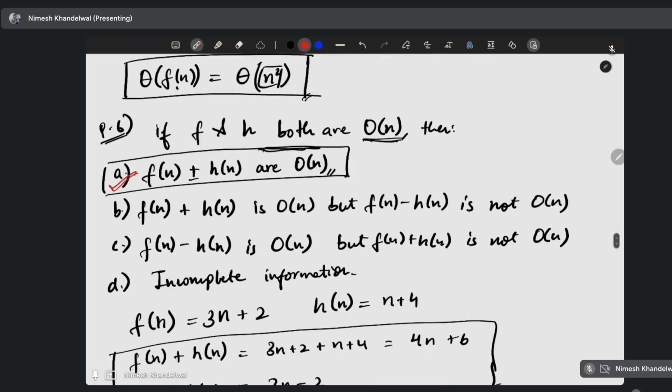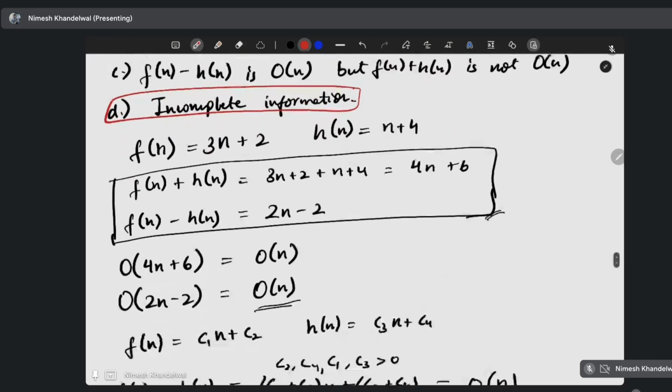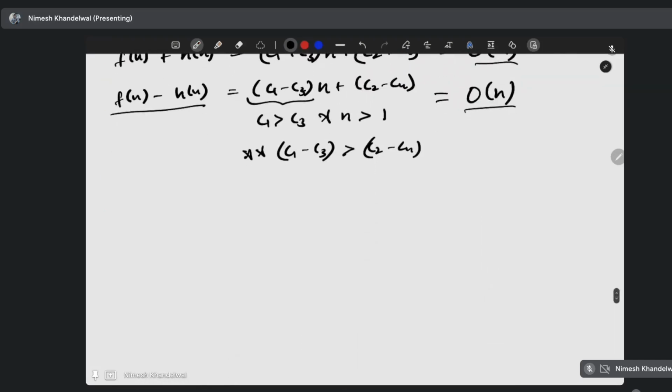And we do not have incomplete information, because this is all the information we need to comment on the runtime complexity or asymptotic complexity of the addition and subtraction, right? So we do have complete information, and with that we concluded that the addition and subtraction will both have linear complexity.